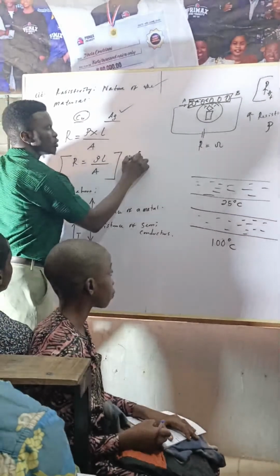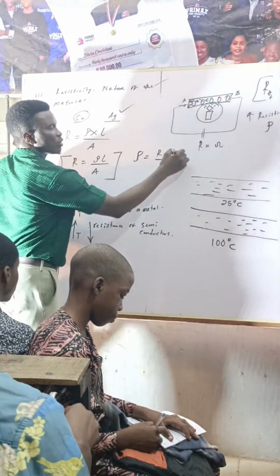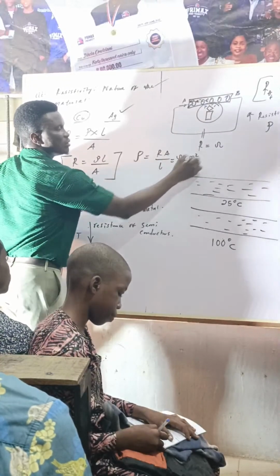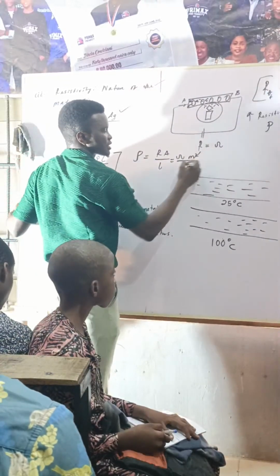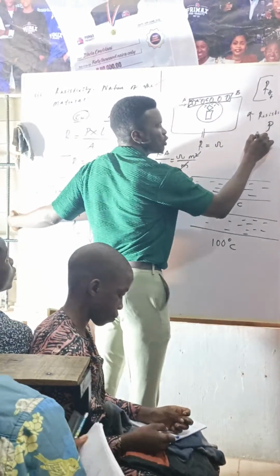That means that rho, what will be the unit for rho? That's RA over L. What's R? Ohms. What's A? Meter square. What's L? Meter. Meter cancel meter. That gives you what? Ohm meter. So the unit of rho is ohm meter.